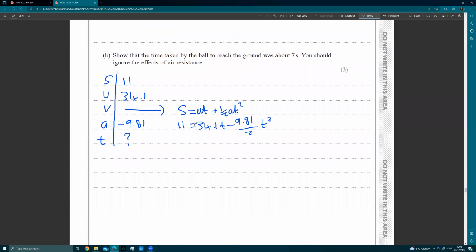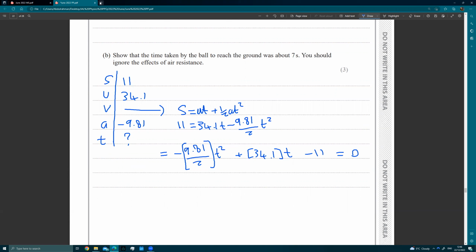This is clearly a quadratic. Let me put it in a quadratic form so it's easier to notice. 9.81 over 2 T squared plus 34.1 T minus 11 is equal to 0. We could solve this quadratic. You can use your calculator to solve it. That's what I'm going to do because it's the quickest way. Or you could use the quadratic formula, or you could complete the square. Or if you're some sort of genius, you could factorize, but let's use the calculator.